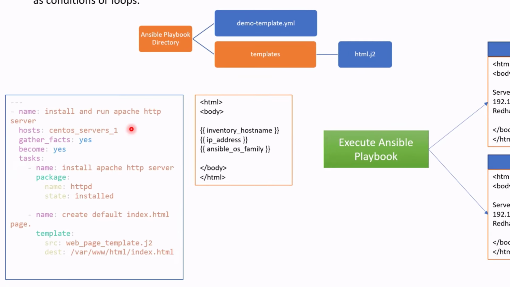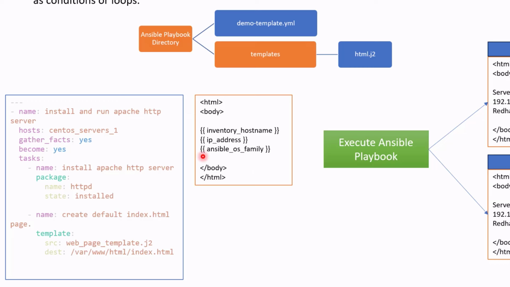So take an example here. Here you can see we have a playbook, and in this playbook we are installing Apache HTTP server, and after the installation we are also creating a default index.html file. Now here you can see in the source we are saying that we want to use webpage_template.j2, which is a template file. Here I have not given any path, I have just given the file name, because by default that file is going to be under a folder which is called templates. In the destination we are saying we want to deploy this file to /var/www/html/index.html, which is basically the default HTML file in the HTTP server.